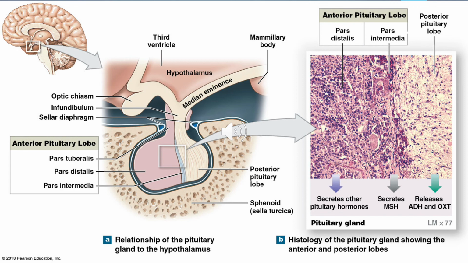On the left is the anterior pituitary lobe broken down into the pars distalis and the pars intermedia. On the right, we have the posterior pituitary lobe, which you can see is much lighter in color than both the pars intermedia and the pars distalis. The posterior pituitary lobe will be releasing ADH, or antidiuretic hormone, and oxytocin, whereas the anterior pituitary lobe is responsible for secreting a number of other hormones.